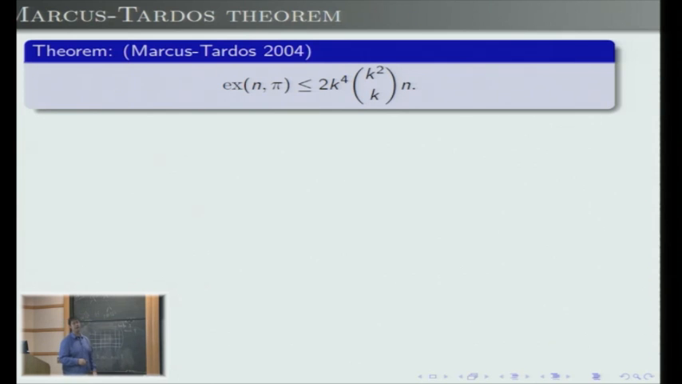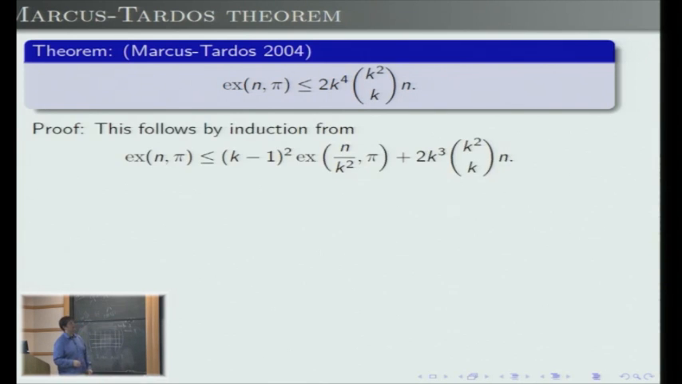So we're going to prove this upper bound on the extremal number. This follows by induction on n from this inequality, you get this bound. And then we'll show where this inequality comes from. So we start off with a little n by little n matrix A, which avoids pi. And we're going to split into intervals of length k squared, both the columns and the rows. And you have these k squared by k squared blocks all over the place.